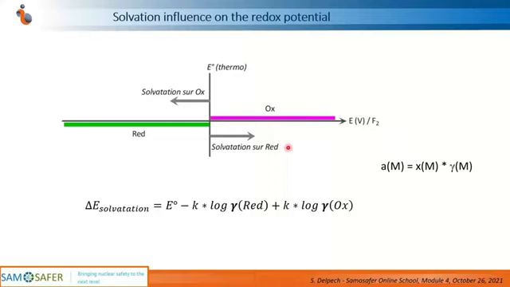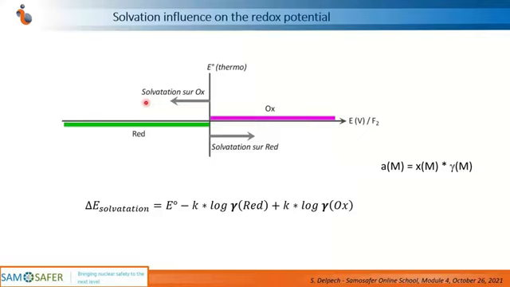So what is the influence of solvation on the redox potential? We have shown how to calculate the standard potential using thermodynamic data and Gibbs energy. So we have this potential, which is calculated from Gibbs energy. And if we have a solvation on the oxidant element, in this case, we will observe a shift of this potential to the lowest potential value. So we will see an increase of the stability domain of the oxidant.